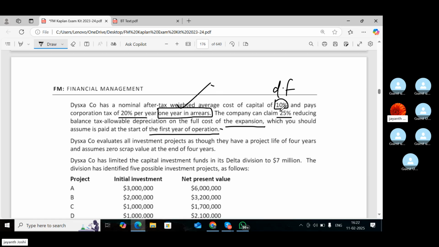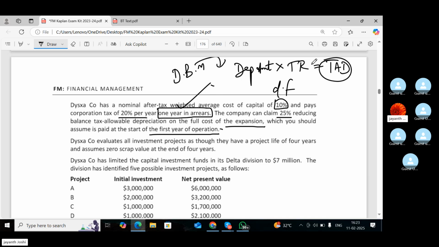So that's what we'll read at this point. The company can claim 25% reducing balance. Again, you have to use the diminishing balance method for calculating your depreciation amount, and then you have to multiply that amount with the tax rate to get the tax allowable depreciation. So the full cost of expansion is paid at the start of the first year of operation.